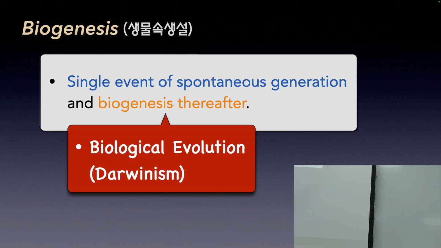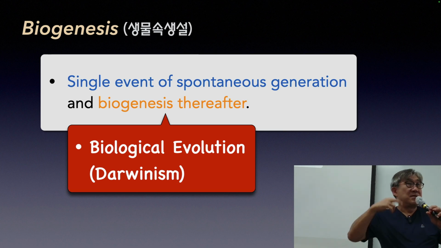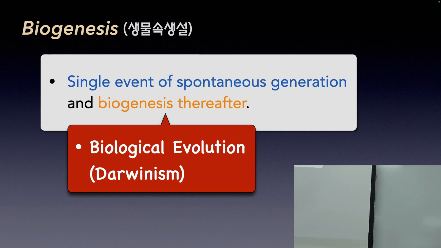So thereafter, once you have the first type of life, this first type of life was able to reproduce through cell division and genetics. Then we recognize this procedure as biological evolution, or AKA Darwinian evolution.